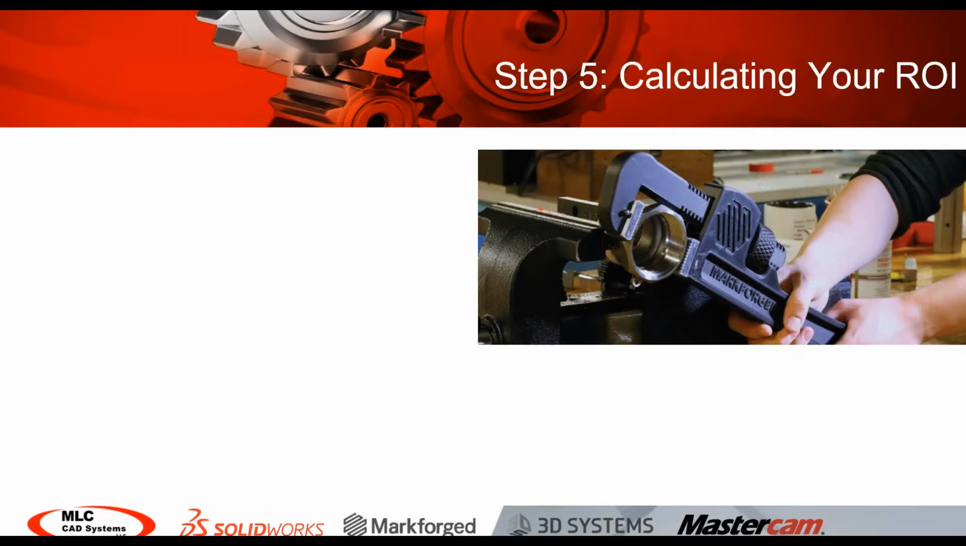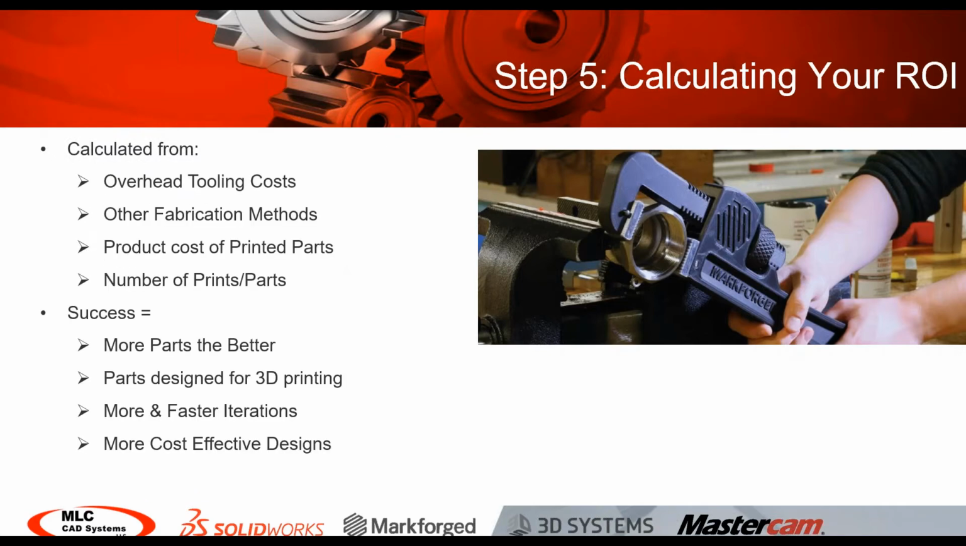Finally, calculating your ROI. Your ROI can be calculated with information about overhead tooling costs from other fabrication methods and the cost of products your printer may produce. But the more important parts you print with each new design, each iteration, your Markforged 3D printer can push product development to be more time efficient and cost effective. The calculations that you see to the right is the actual formula for you to be able to provide your own ROI if you would like to.